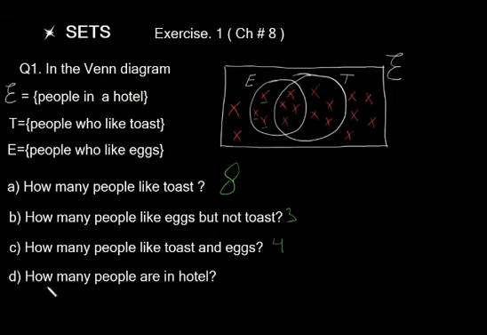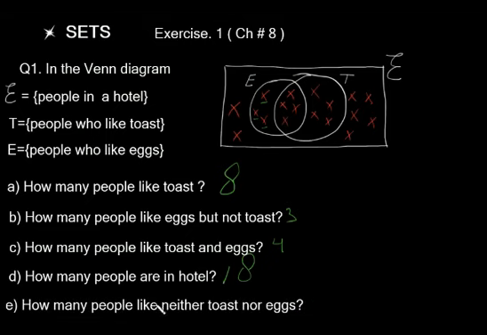Then in part D, it says how many people are in the hotel. Now, see guys, he's asking for the universal set, because this rectangle is representing the people in the hotel. So just count all these crosses representing people. You come across 18 altogether. It means there are a total of 18 people in the hotel.